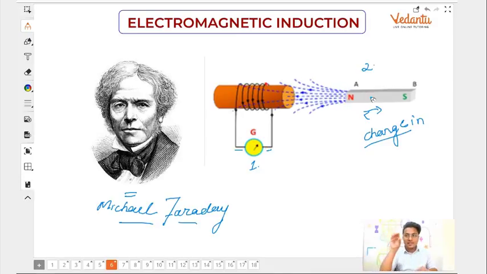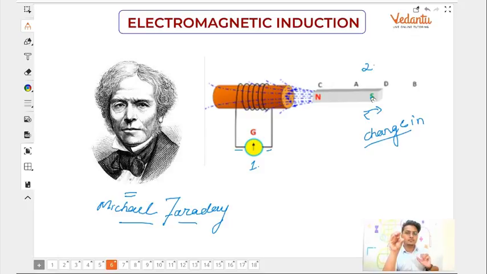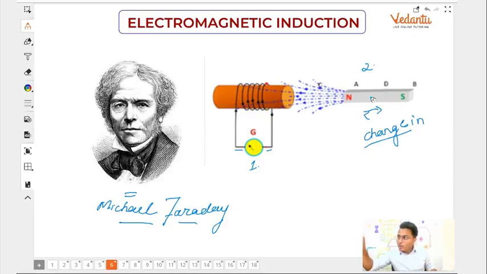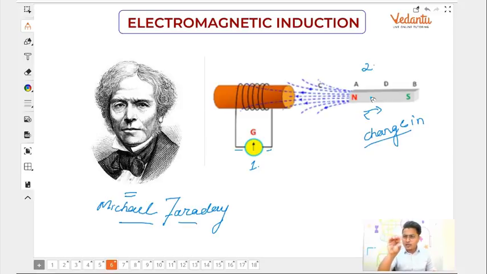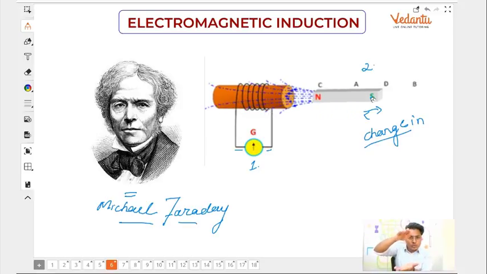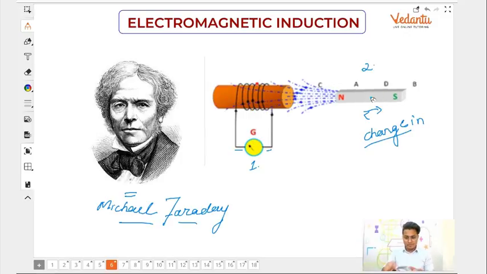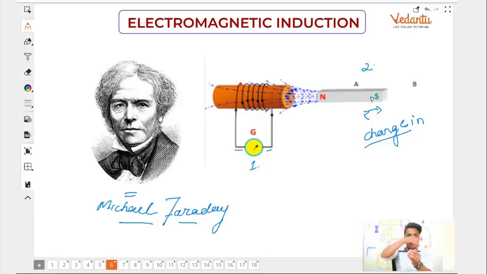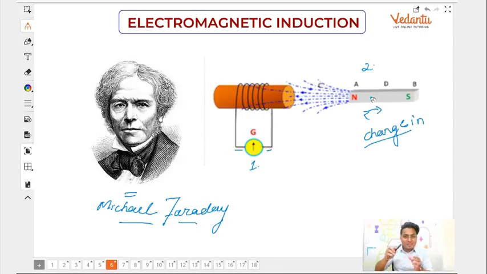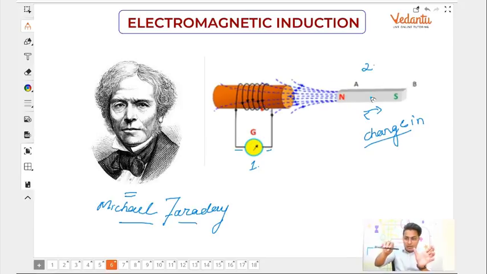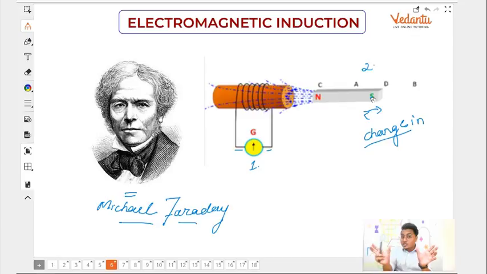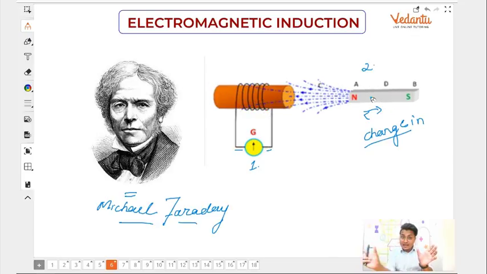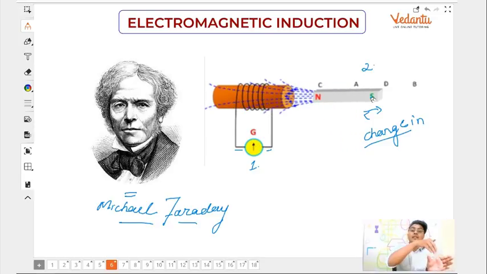Why? Because if we keep it at one place, it is just a magnetic field. But if we start moving it, it's pretty obvious: if I move the magnet, the magnetic field will also start shifting. Correct? If my magnet is here, the magnetic field cannot be at infinity or somewhere else, 2 kilometers apart, it cannot be. If a magnet is here, the magnetic field will be here. As simple as that. Correct? So when my magnet is moving with respect to the coil, the magnetic field is also changing. This change in magnetic field with respect to the coil induces a current in the circuit.